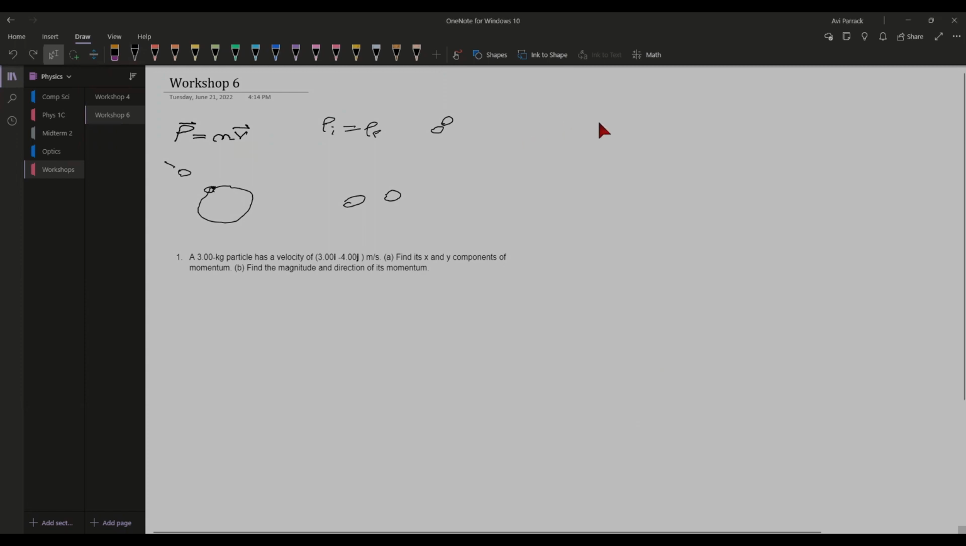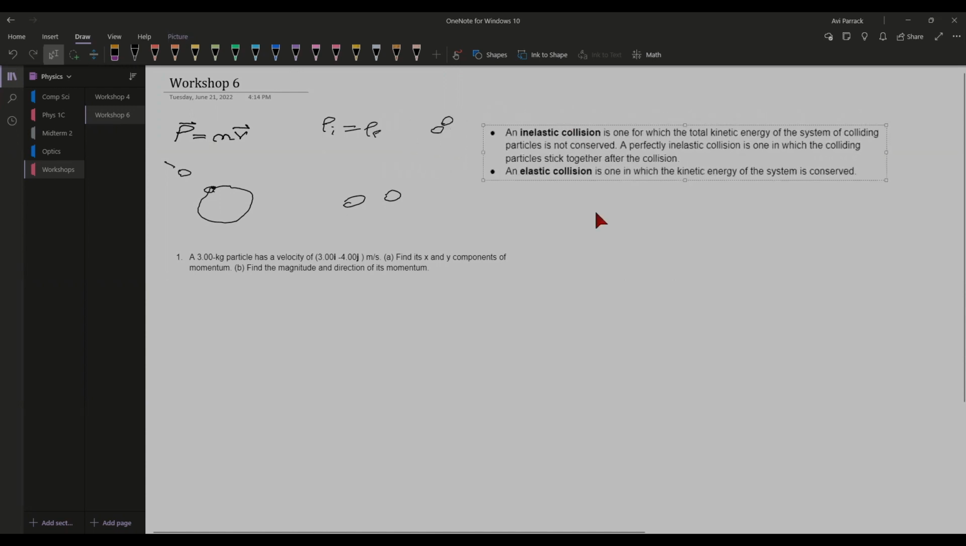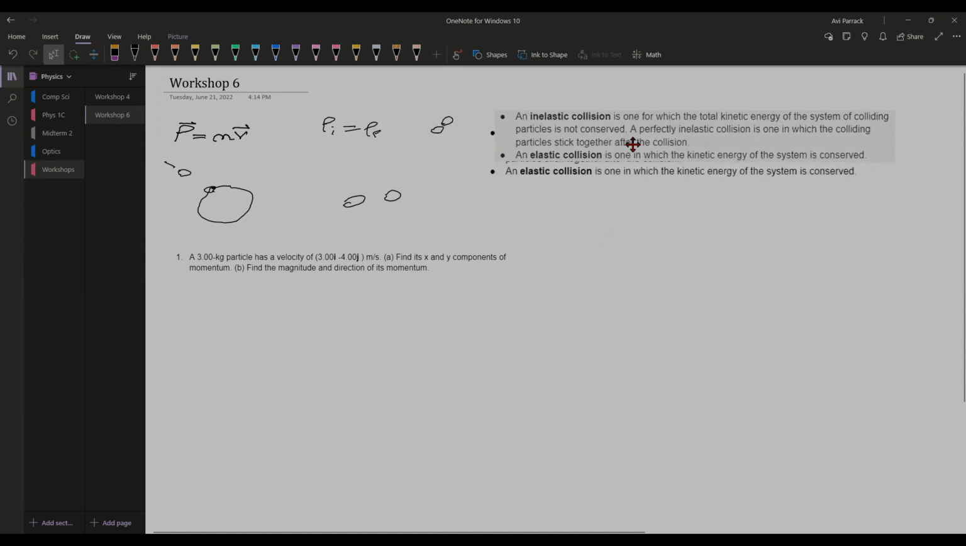Let me see if I can post this up. Okay. So we have an inelastic collision is one for which the total kinetic energy of the system of colliding particles is not conserved. A perfectly inelastic collision is one in which the colliding particles stick together after the collision.